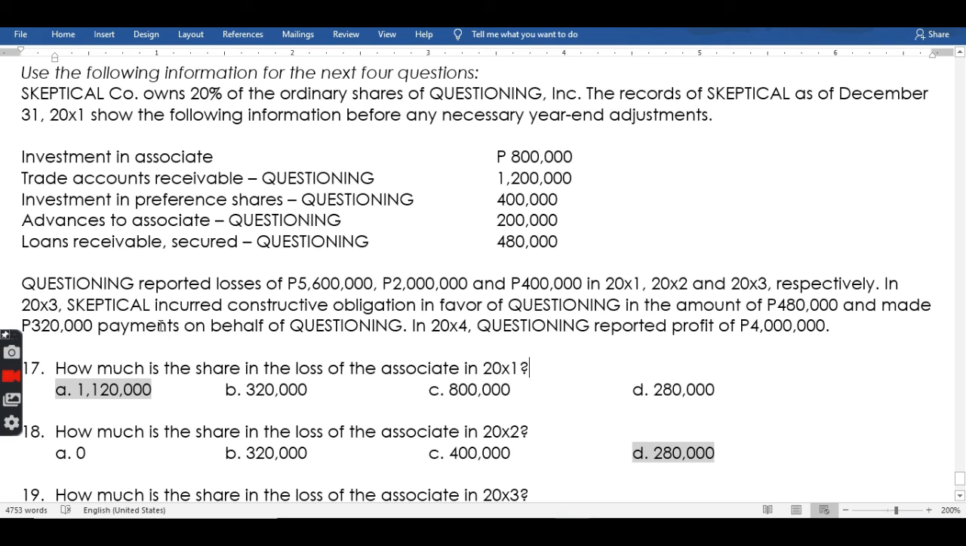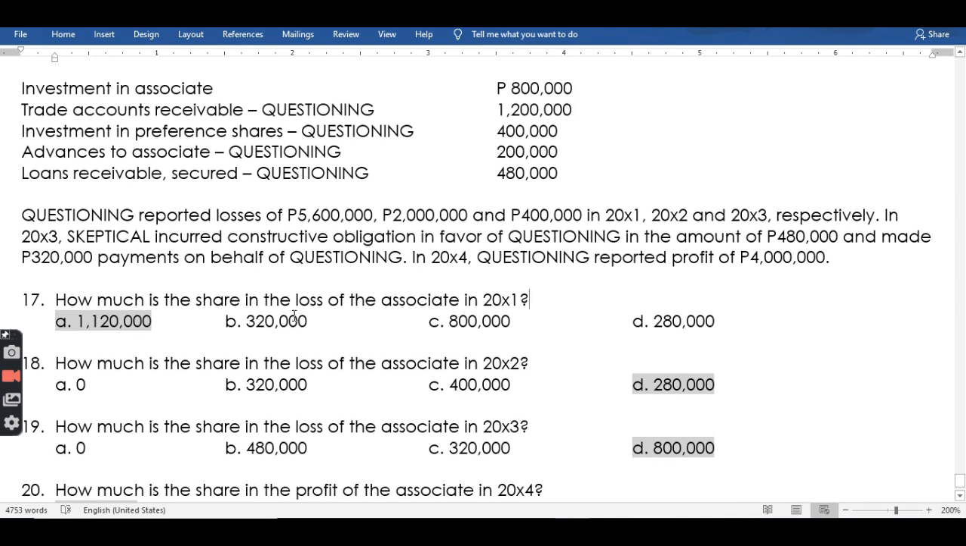So, ang nangyari dyan, questioning reported losses of 5,600,000, 2,400,000 in 20x1, 20x2, and 20x3 respectively. In 20x3, Skeptical incurred constructive obligation in favor of questioning in the amount of 480, sorry, and made 320,000 payments on behalf of questioning. In 20x4, questioning reported profit of 4 million. So ang tanong, how much is the share in the loss of the associate in 20x1?